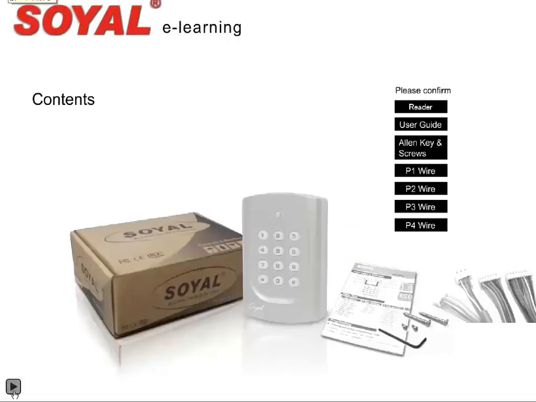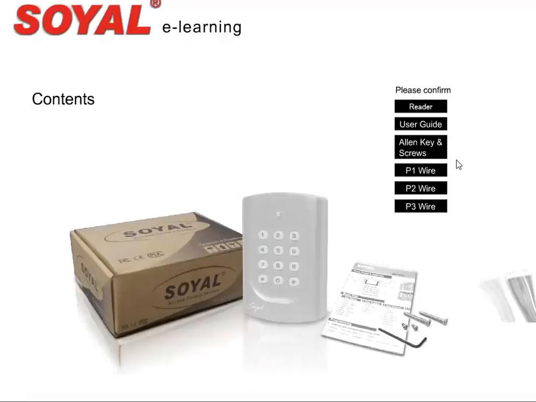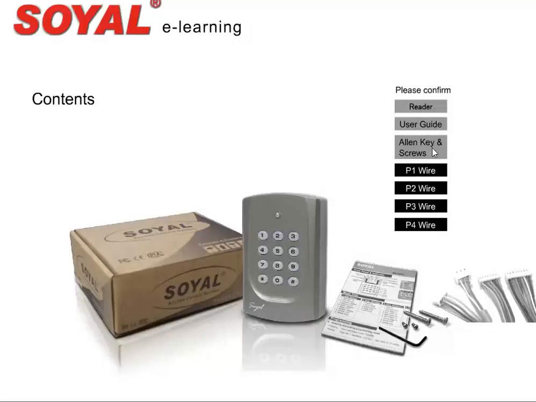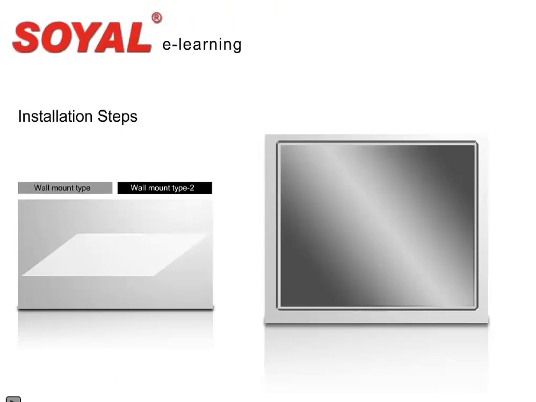The second part, install. Please confirm the content in the box first. There are reader, user guide, Allen key and screws, P1 wire, P2 wire, P3 wire, P4 wire inside the box. Installation steps: there are 2 ways of installation. We could see the animation first.